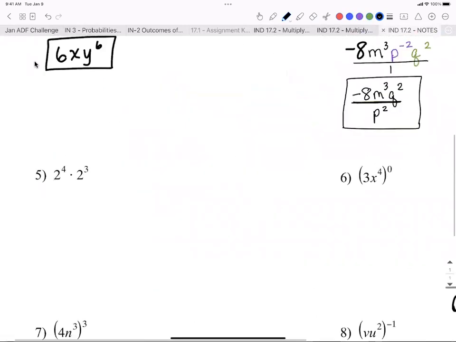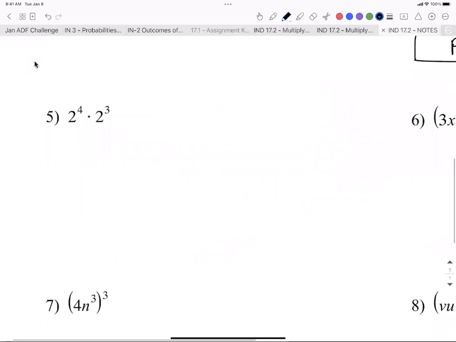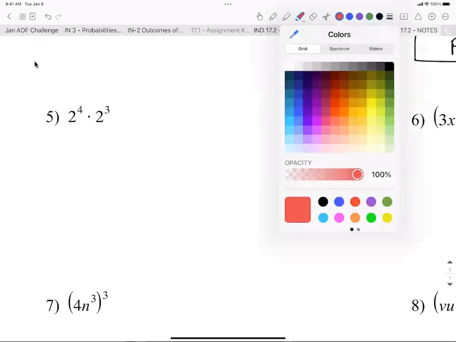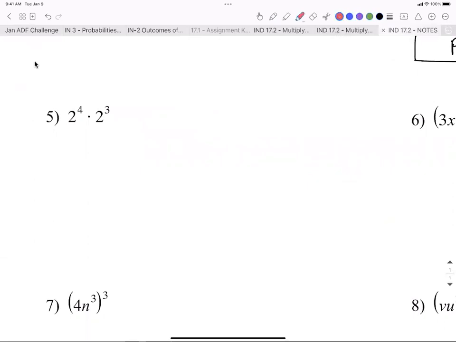Okay, so let's move to an example like number 5. Now, a lot of times this throws people because there's no variables. Well, that's okay. If you remember your principle of base, keep your base, this is very, very simple to solve, because you have matching bases here, right? You have a base of 2 and a base of 2. That means your answer is going to have a base of 2.